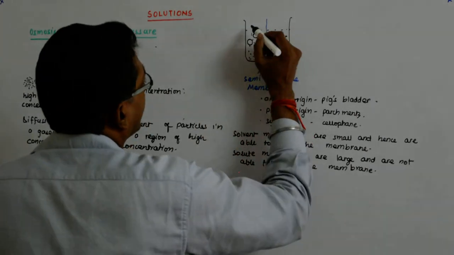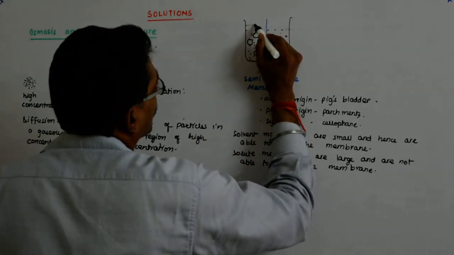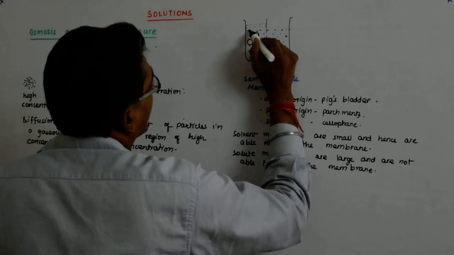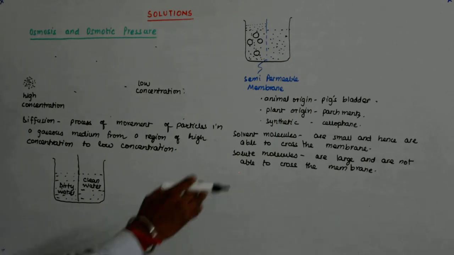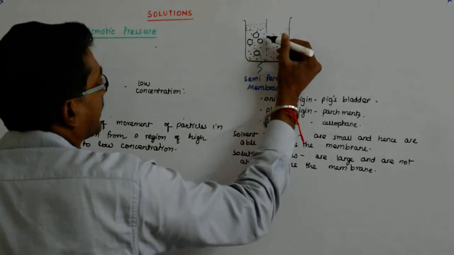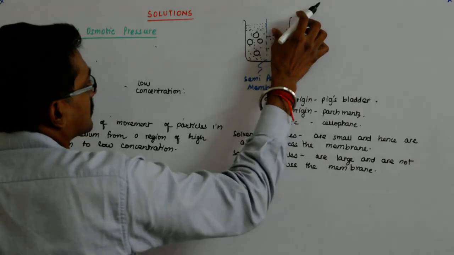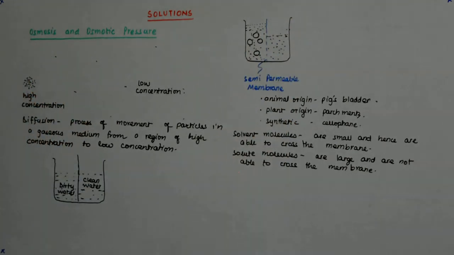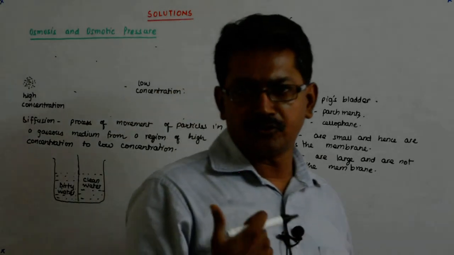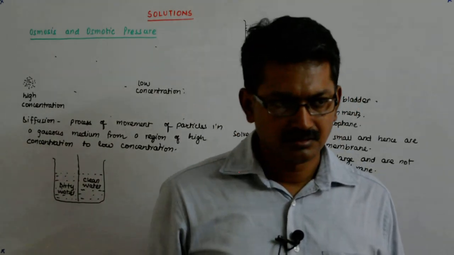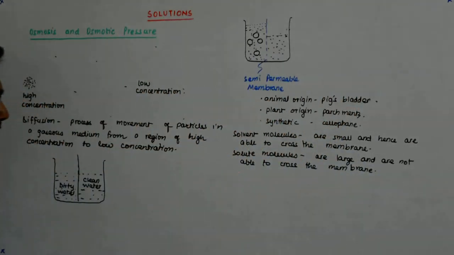So you'll find that the level of water on this side will start rising, and here it will go a bit down. You understand? It will be like that. You see it? And why has that happened? Because some fluid, some matter has moved from the right to the left. Rightly so. Fine.